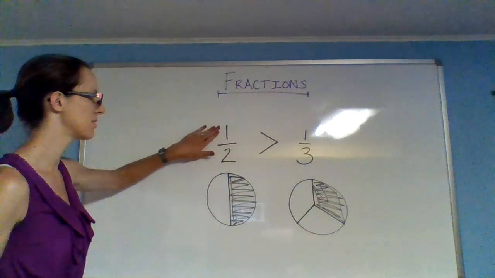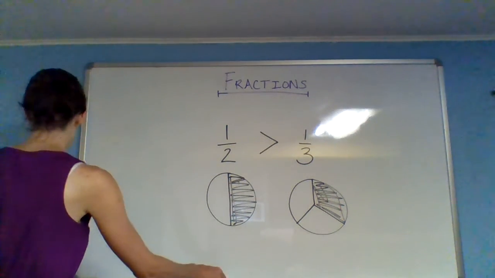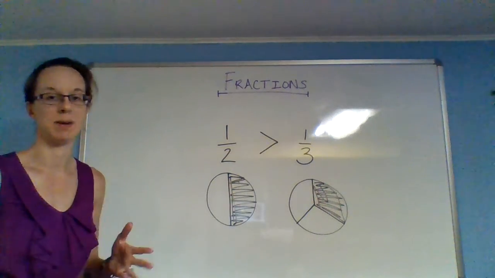So when the numerators are the same, tops are the same, check the bottoms. The smaller bottom is the bigger fraction.